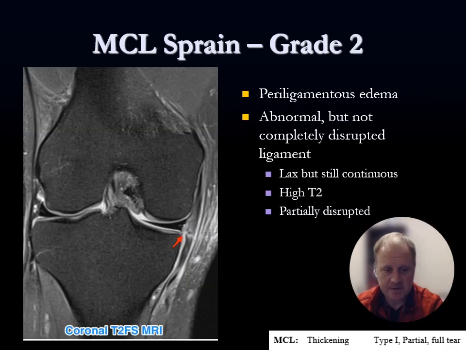A grade 2 sprain is when you have the periligamentous edema, and then you also have an abnormal but not completely disrupted ligament. So as you follow the superficial MCL down, you'll notice that here it gets thick, there's T2 hyperintense signal, it's not normal, and then as you follow it down, it kind of still comes back and is there. So this is a nice look for a grade 2 MCL sprain. It looks like there's some disruption of the meniscotibial ligament here as well, whereas I can see a more normal looking meniscofemoral ligament along the deep aspect there.